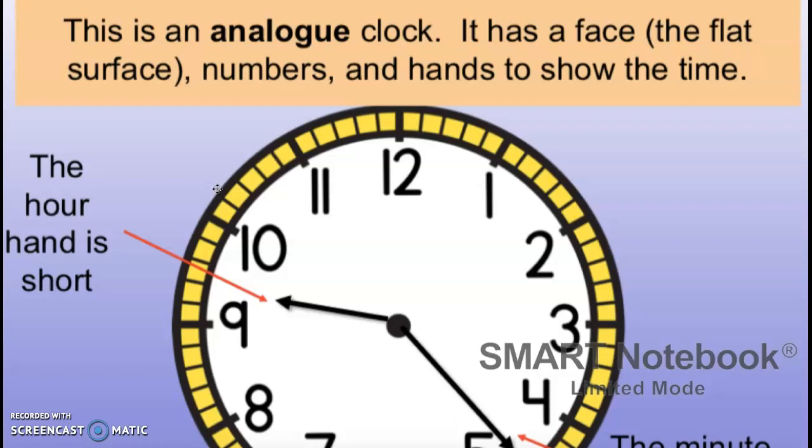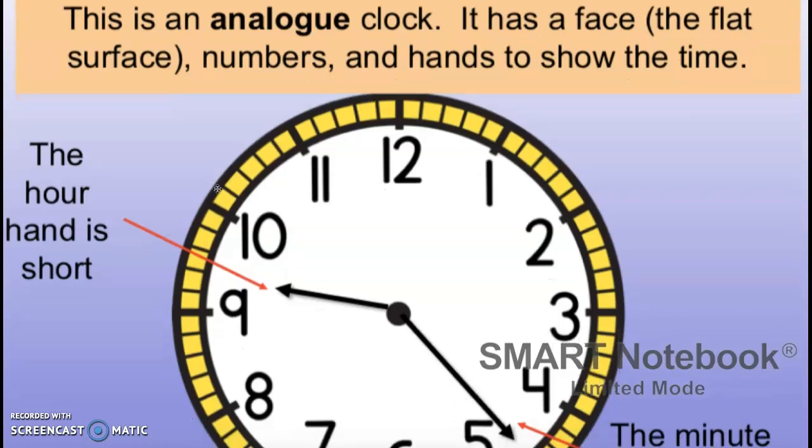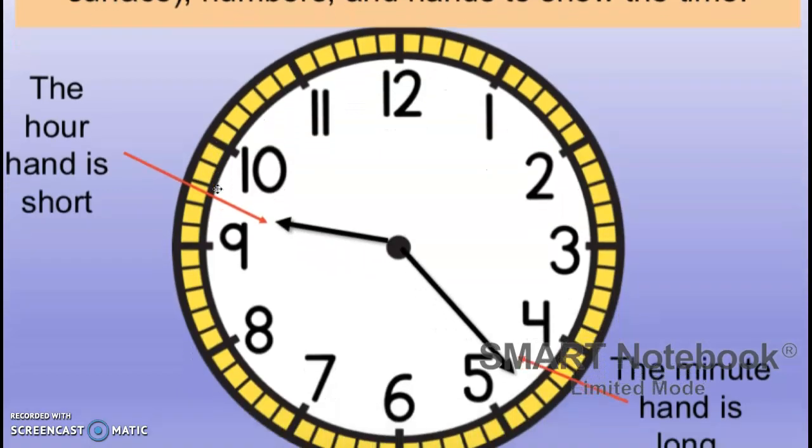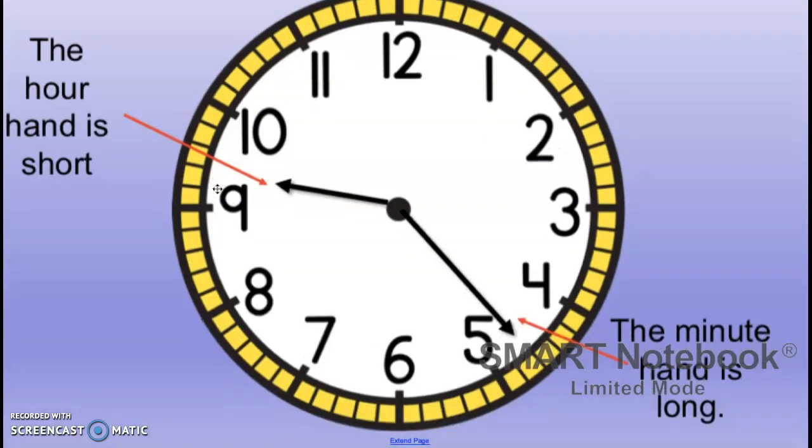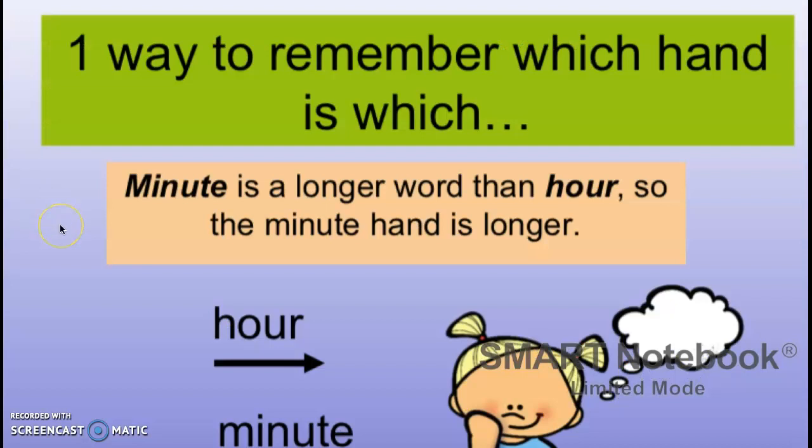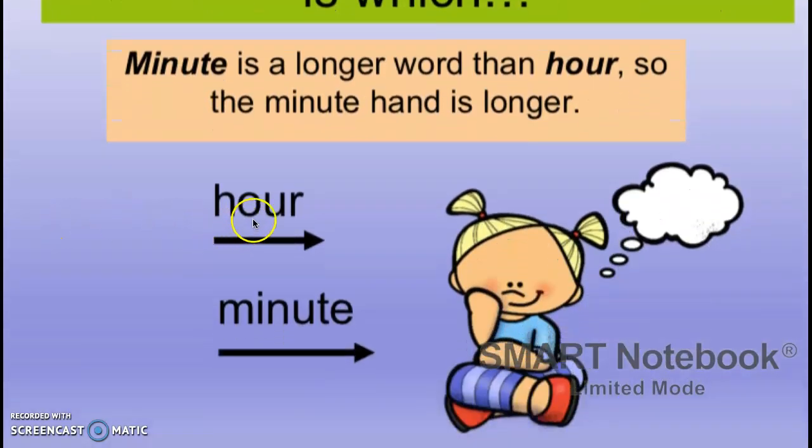So this is an analog clock, obviously, because it has a face with numbers and hands in order to show you the time, okay? Now, I know we talked about this before, but just to reference it again, the short hand is the hour hand, and the long hand is the minute hand. One way to remember which is which, the word hour is short, and the word minute is long. So the hour hand is always going to be shorter, the minute hand is always going to be longer. It's a good way to remember.